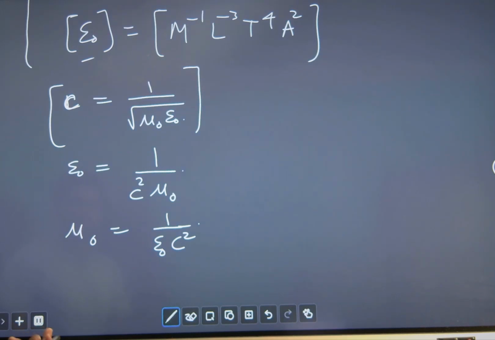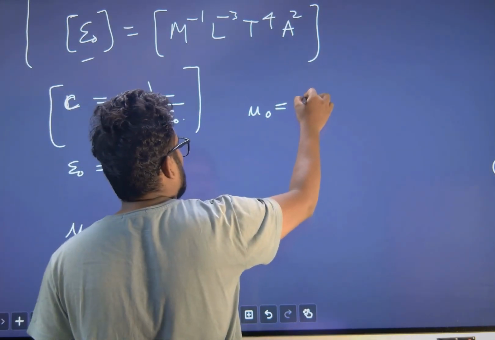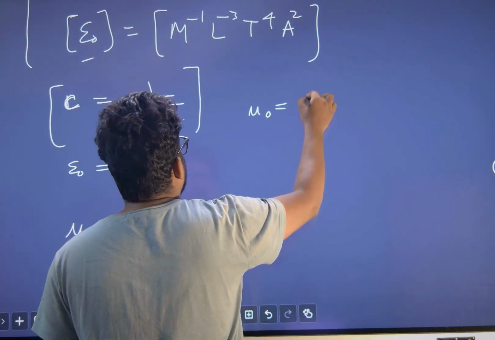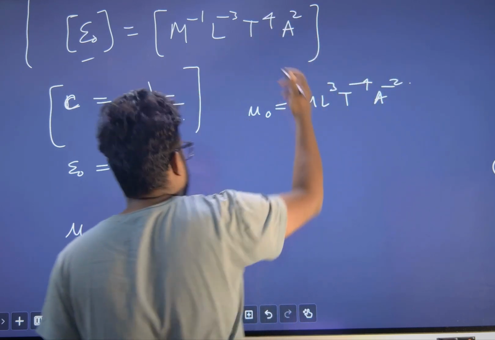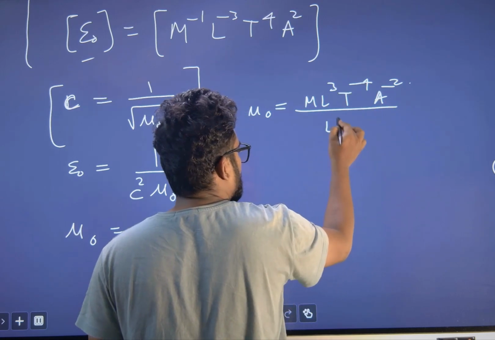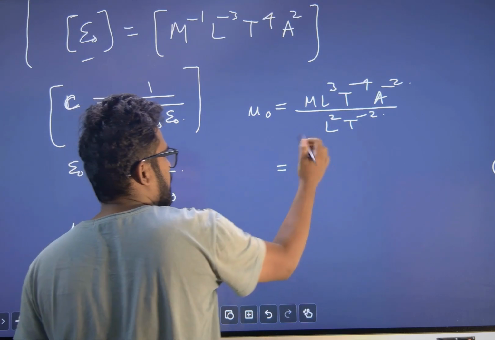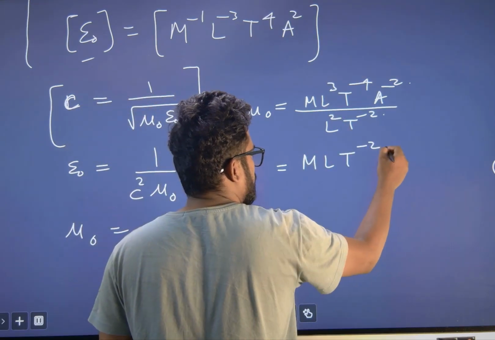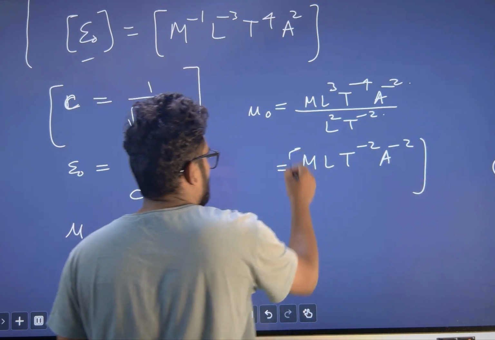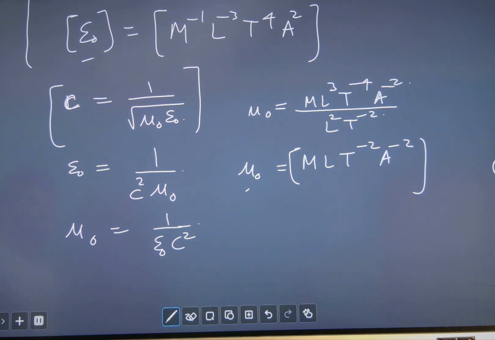Okay, squaring both sides, right? Yes. So if you talk about mu naught, it is 1 over epsilon naught c square. So 1 over epsilon naught would be how much? Epsilon naught is M L3 T minus 4 A minus 2 (inverse), so reciprocal of that, divided by c square. c is LT minus 1, so L2 T minus 2. So it would become M L T minus 2 A minus 2. So permeability also clear, right?